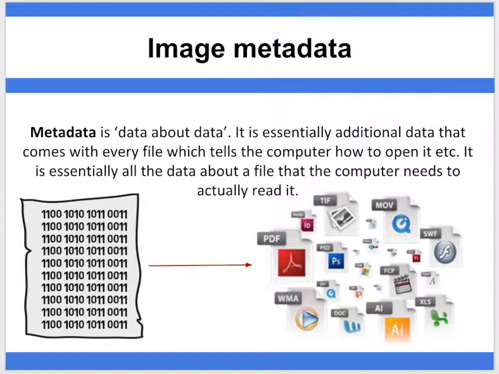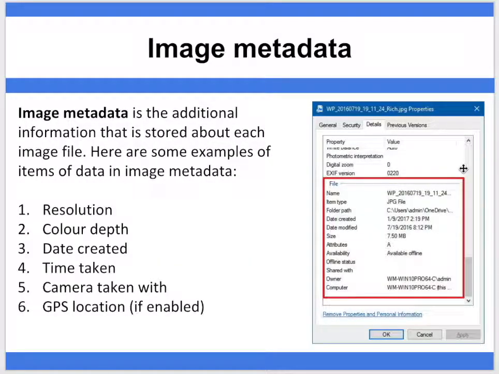So if we take a look at some examples, we can see here that we've got things like resolution, color depth, date created, time taken, the camera taken with, GPS location. They are all stored in metadata, and in fact if you go to any image that you've taken on any phone or any digital camera and you go to the properties of the image, you can go to the details and have a look at the image metadata itself.